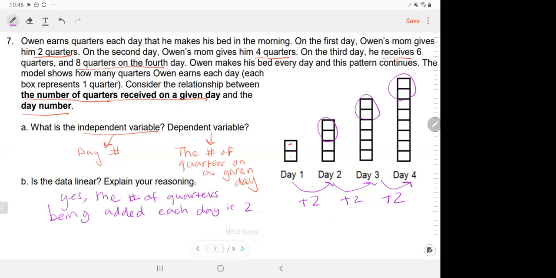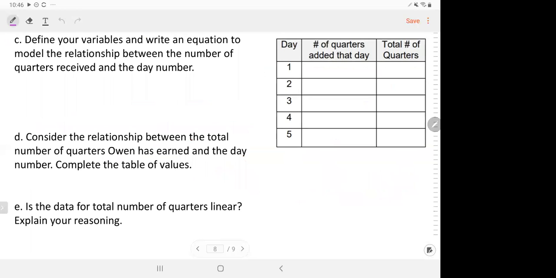Okay, so now we're going to get into our equation. Define your variables and write an equation to model the relationship between the number of quarters received and the day number. For day 1, we had 2 quarters that day. For day 2, we received 4 quarters that day. I'm just going to focus on the first column first. Day 3, we got 6 quarters. Day 4, we got 8 quarters just that day. Day 5, we would have gotten 10 quarters just that day.